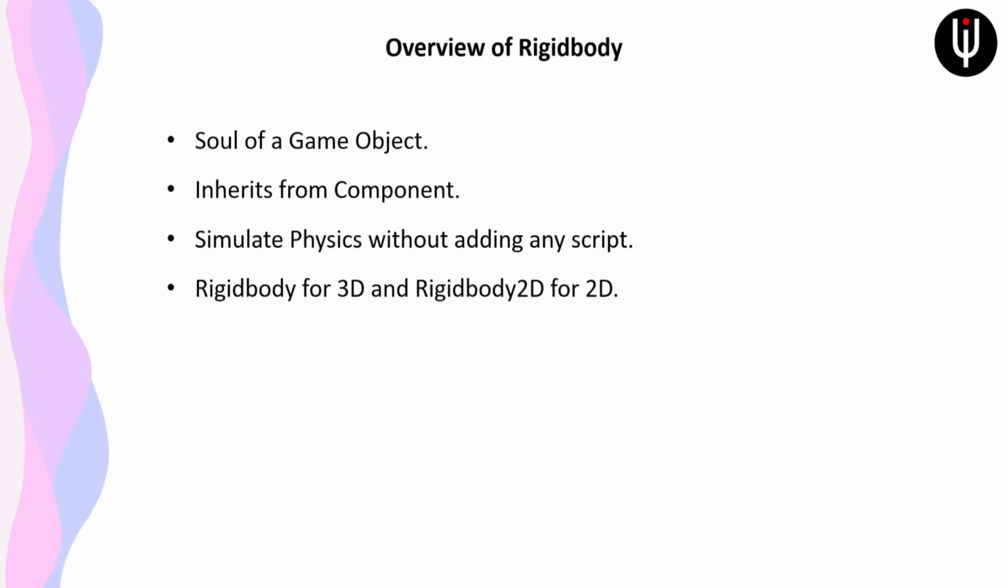For a 3D game object, we use the rigid body component, and for a 2D game object, we use the rigid body 2D component. Now let's dive into the Unity editor and see all of this in detail.